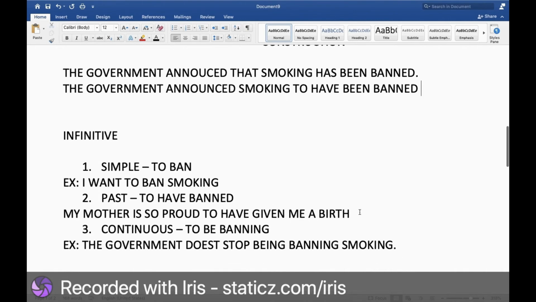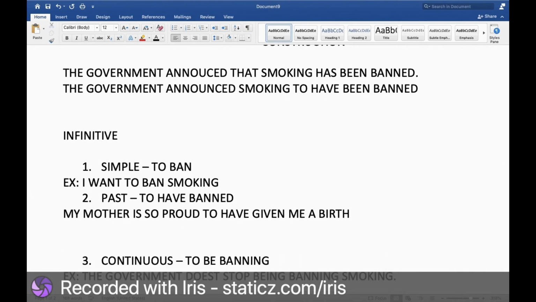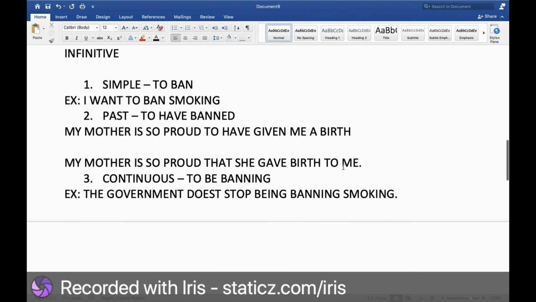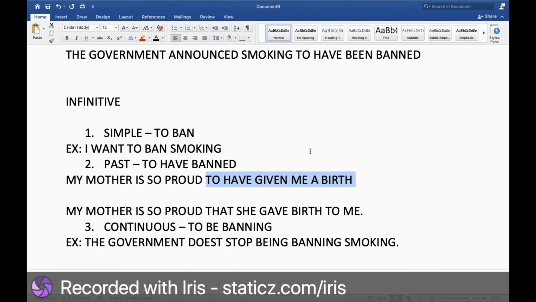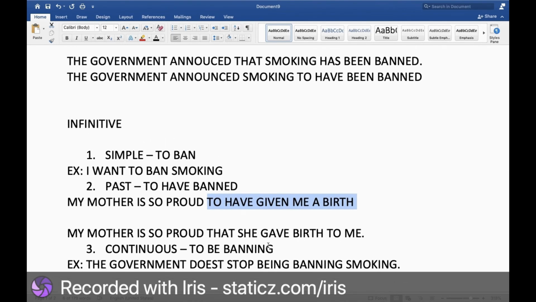For example, in this sentence, if we convert this infinitive construction into a sentence, it will be like this: My mother is so proud that she gave birth to me. If we write it with a that sentence, it will turn out to be like this, but it's still infinitive construction, right? And if that sentence is continuous, then we're going to use to be banning. I will send you the material. This is in the material.